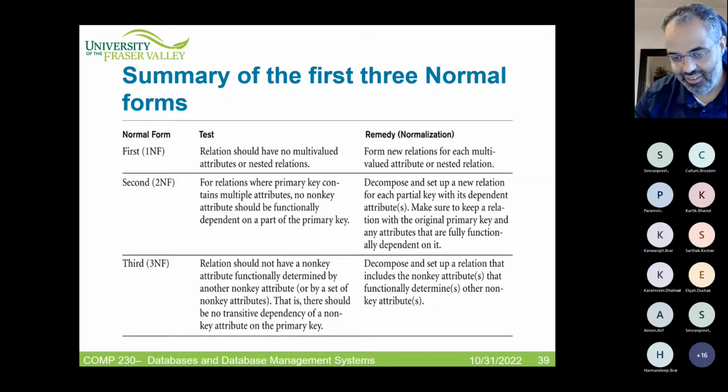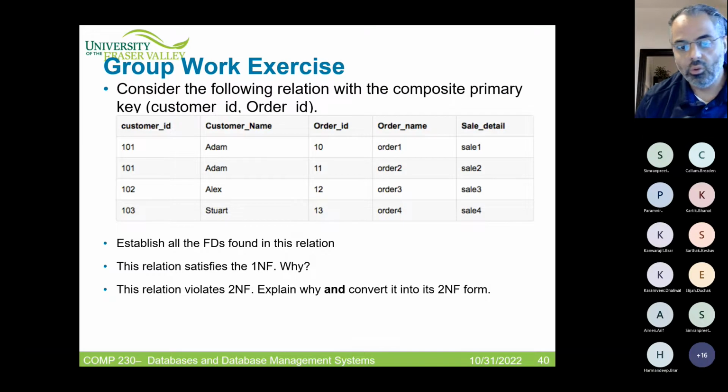So the first normalization, as we said, means no multi-valued attribute or nested relation should be there. And the second and third, as we have already discussed with Josh. Sometimes the definition in the book is somewhat ambiguous and not easy to understand. I'm trying my best to give a simpler definition that you can understand better. So now we will go to a group work exercise. Before we continue with the fourth normal form and BCNF, it's good that we practice this.